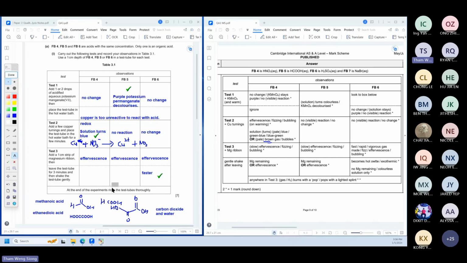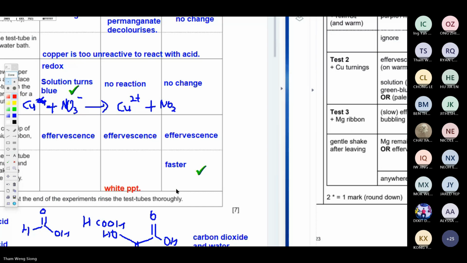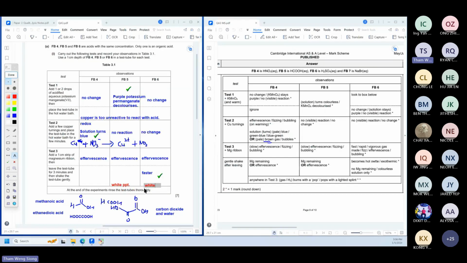The high chance is that here might form white PPT. But I know that because this time, I'm telling you, if ever you have something like methanoic acid or ethanedioic acid, right, only these two can oxidize with your acidified potassium manganate. So I know that high chance this is the one. So this one straight away tells me it is sulfuric acid. So that's the idea.